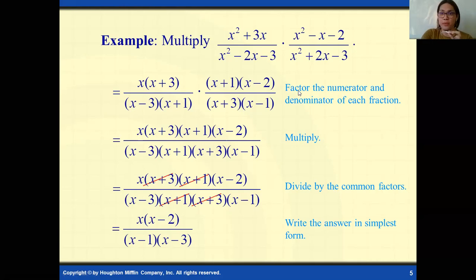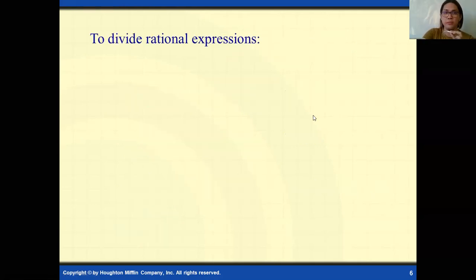Okay, our next operation that we're going to talk about will be dividing rational expressions. So always remember, to divide rational expressions is the same as how we divide fractions or rational numbers.